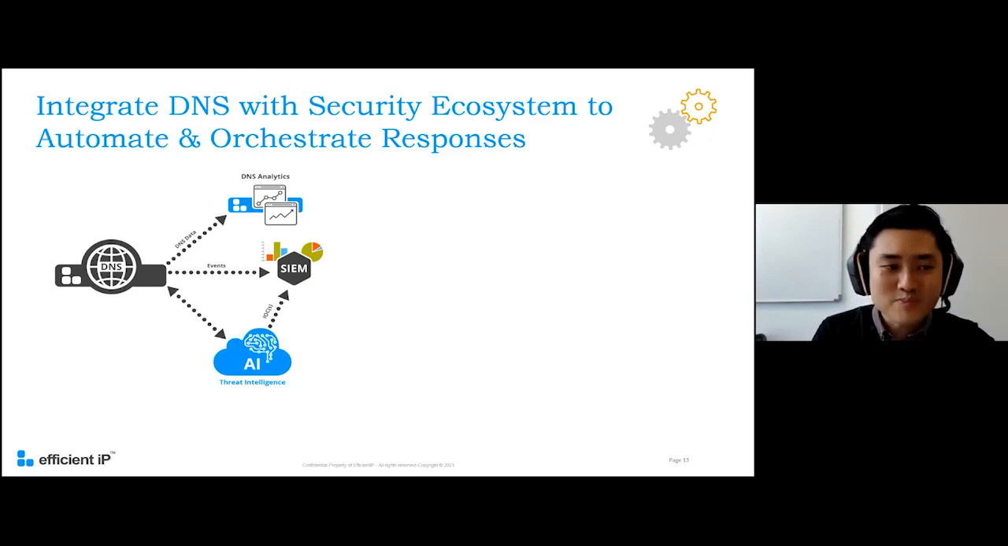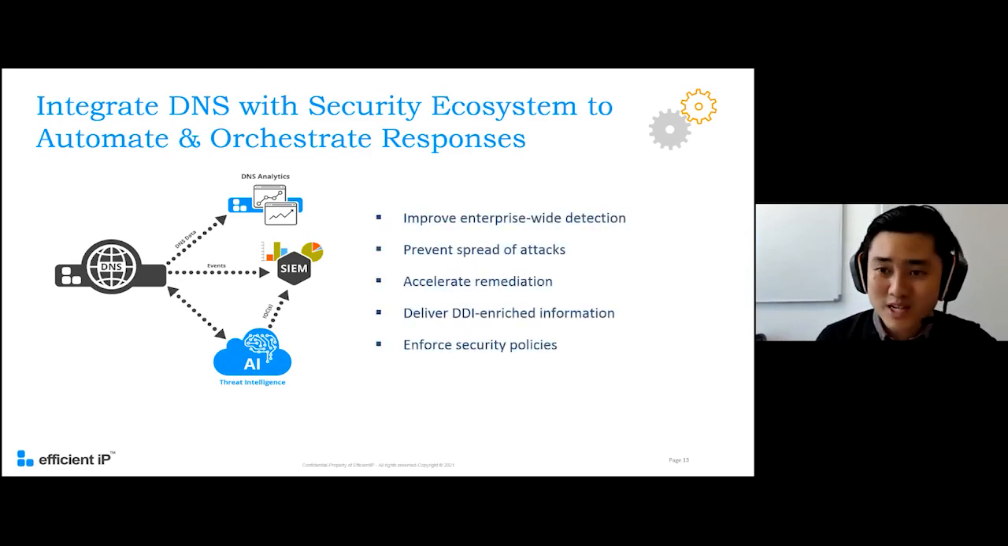DNS provides valuable actionable data which can be offered to other security ecosystems. The objective of EfficientIP is to bridge the security silos to provide end-to-end automation and control. This sharing of threat intelligence and information helps us to improve detection of attacks, accelerate the remediation of attacks, and uniformly enforce security policies across your network.